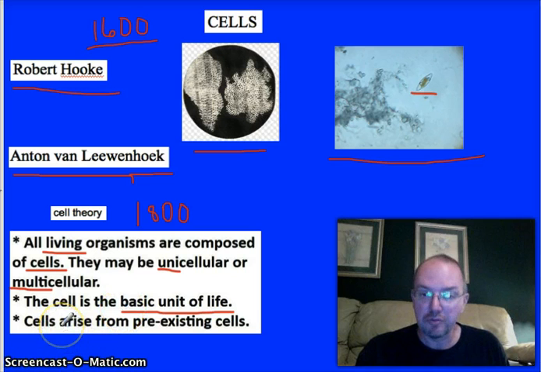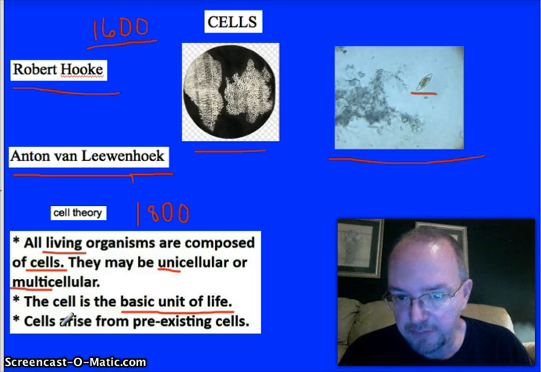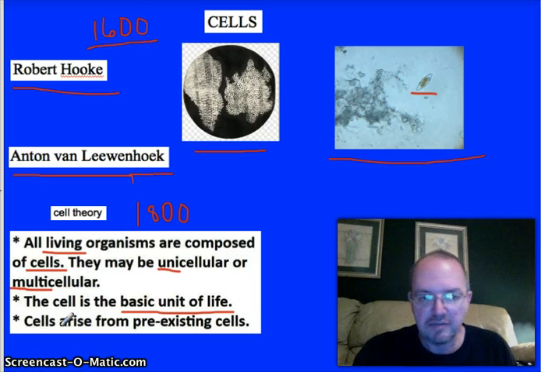And thirdly, you may remember we talked about spontaneous generation and how it's common for people to think that you could get, for example, flies that just generate from rotten meat.